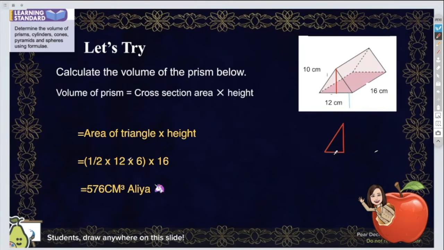So this is 6 here. This is 10. So the hypotenuse, 10 squared minus 6 squared. So this is wrong. This one is wrong, Aliyah. Okay, so it's not 6. The other values are correct. This one correct. Only this one wrong.